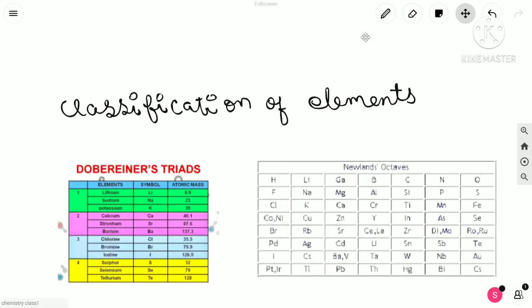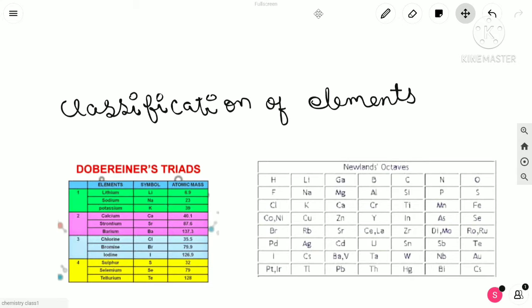Okay, now we'll be looking at classification of elements. That's where we ended the modern periodic table, and this is classification of elements. During that time, people found a lot of elements, but they didn't know how to classify them. So these scientists attempted at classifying them.